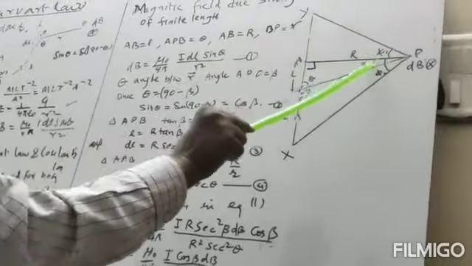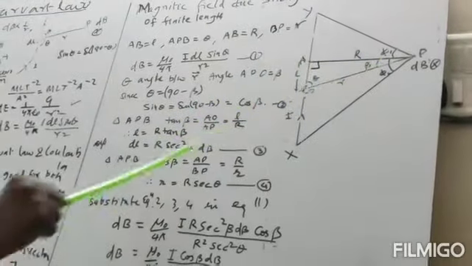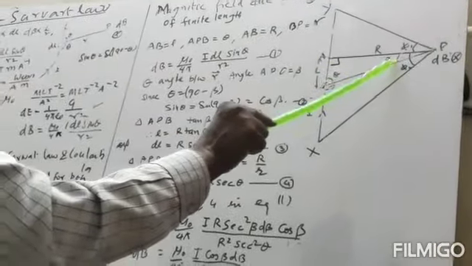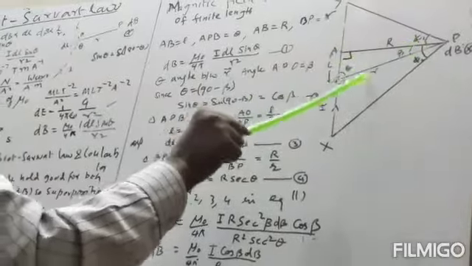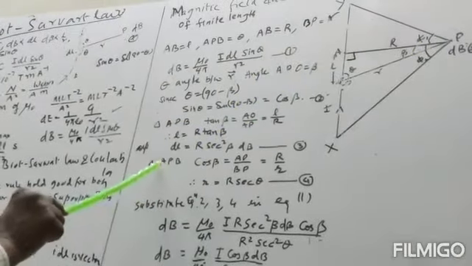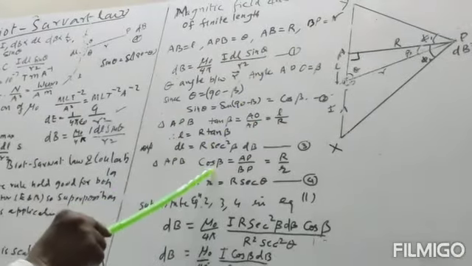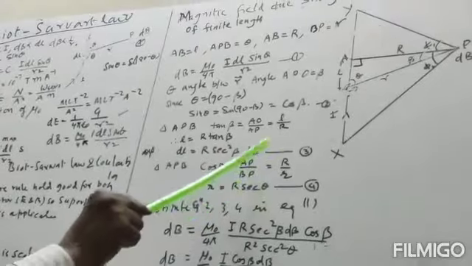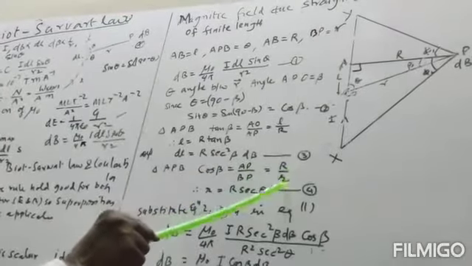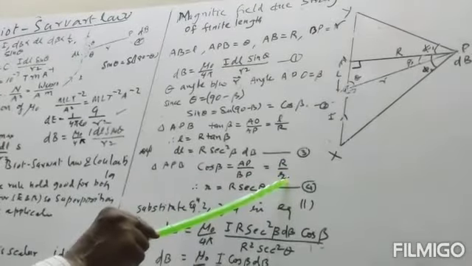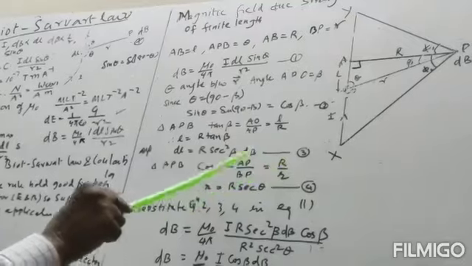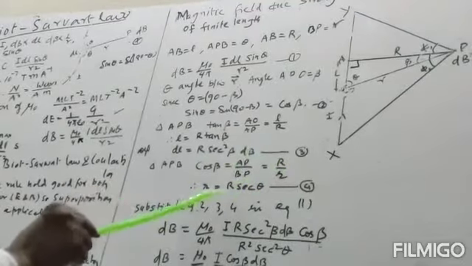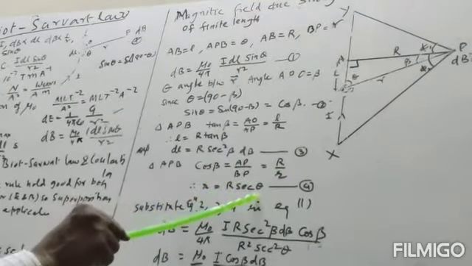Now we will relate small r. Now from this angle, what is cos beta? Cos beta will be equal to base by hypotenuse. So in triangle APB, cos beta will be equal to AP by BP, and AP is your R divided by small r. So small r will be equal to capital R by cos beta, or capital R sec beta.